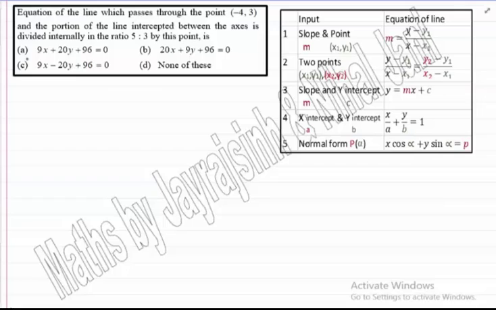Now here we have a very interesting question. Here we have to find the equation of a line which is passing through the point (minus 4, 3). Easy peasy. But the second condition is very interesting. The portion of the line intercepted between the axes is divided internally in the ratio of 5:3.